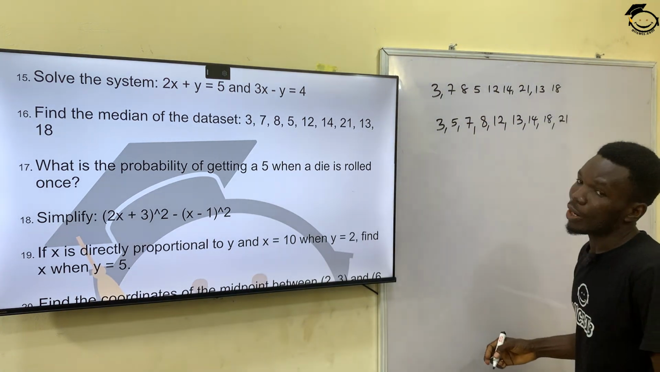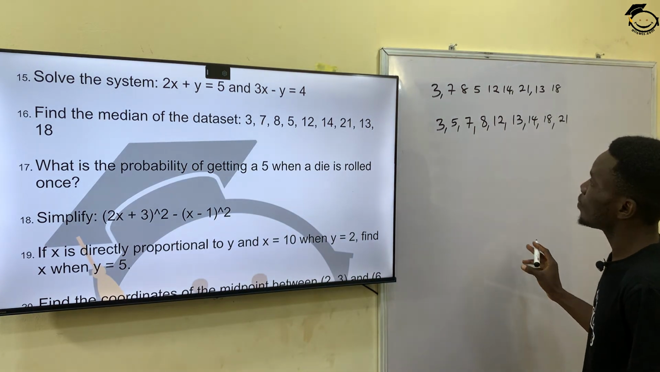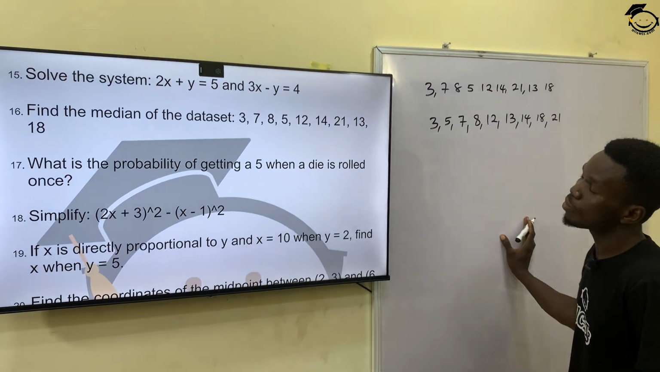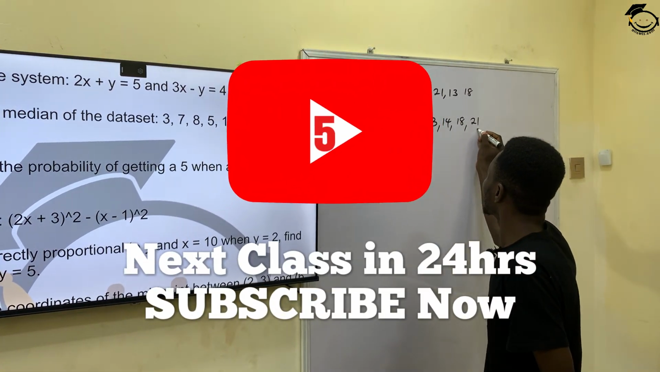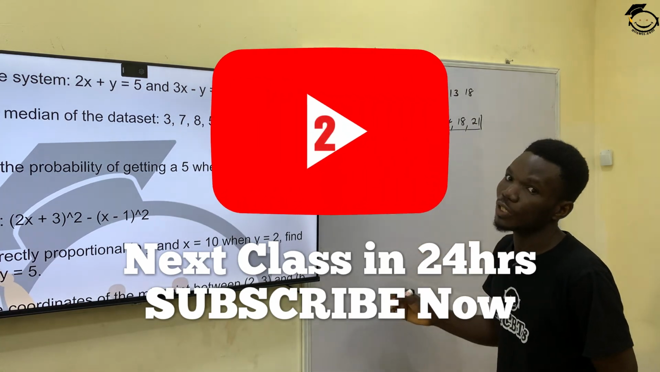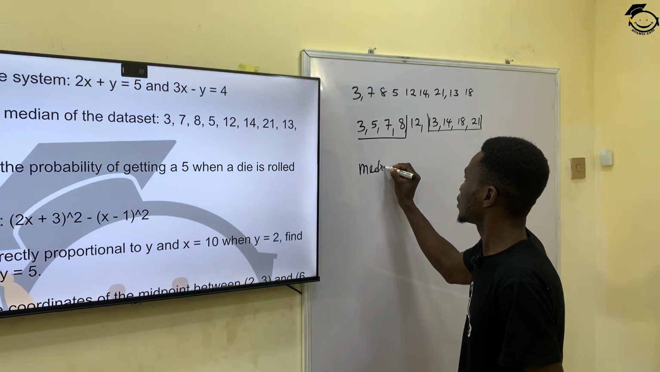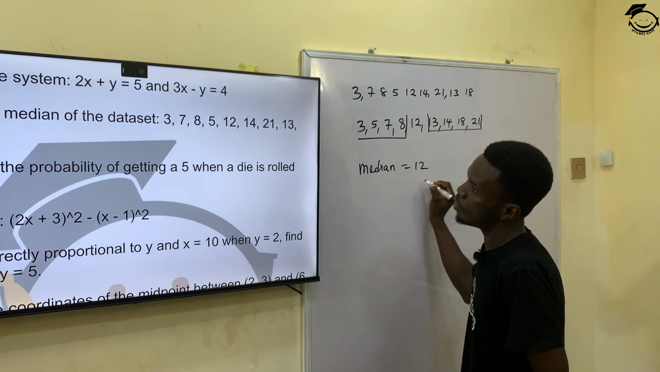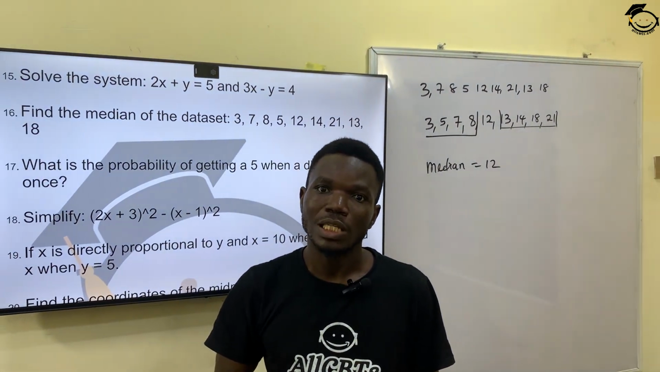So we are going to what? Pick numbers from either side. So since we have 9, I'm going to pick what? 4 from either side. So you pick the first 4 and you rule them out. You pick the last 4 and you rule them out. It means that the number at the middle of these numbers is our median. It means therefore that the median in this question is what? 12. So the number 12 is the median in this set of data.